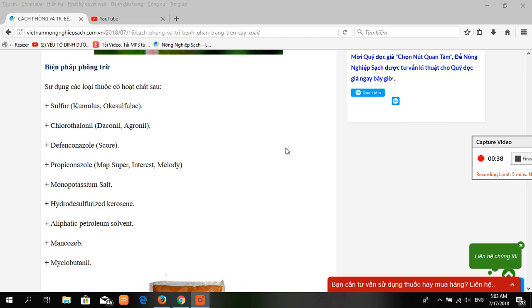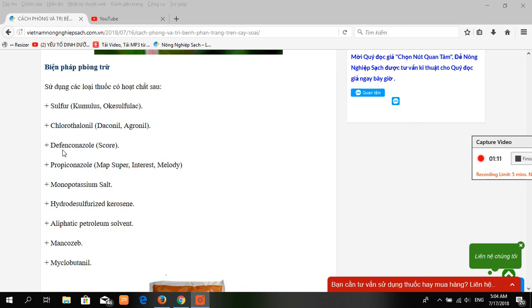The first, you can use the active ingredient sulfur in a lot of products, for example, Cumulus. The second active ingredient is chlorothalonil, for example, in the products Diclonin, Acronin.